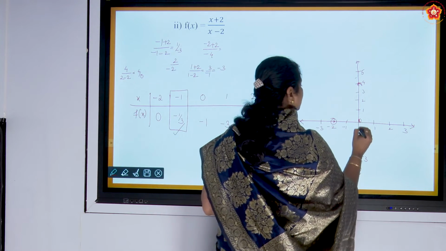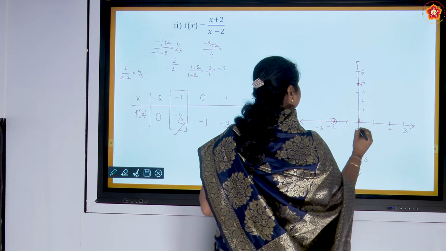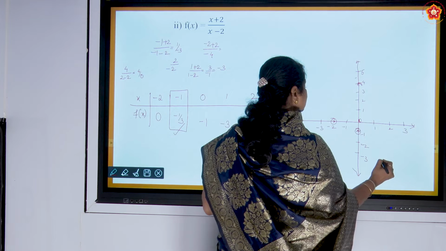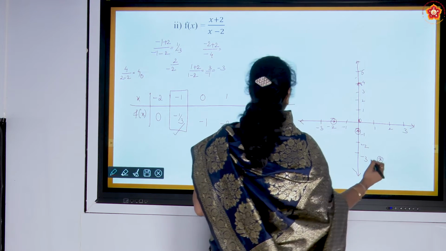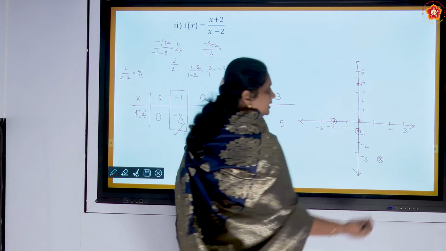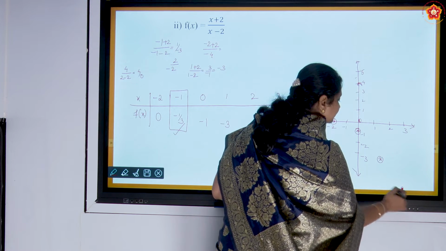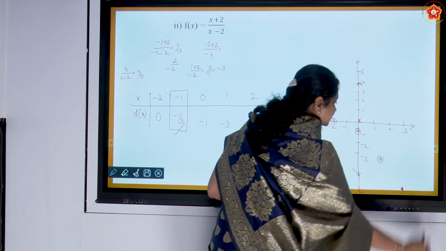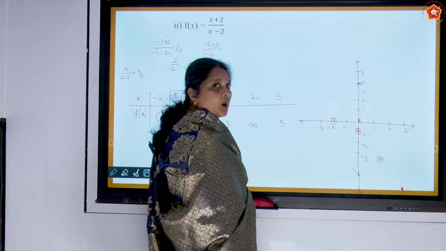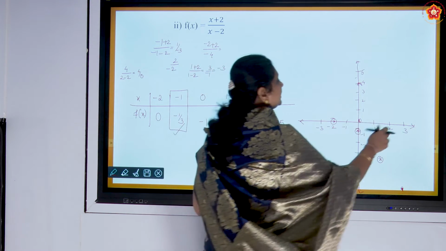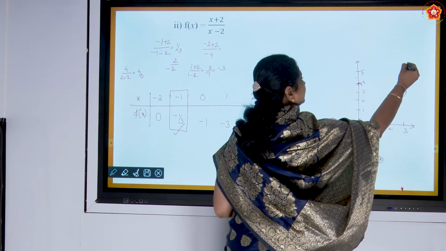0 comma minus 1 is going to be here. Then 1 comma minus 3 is going to be here. And 2 comma infinity, so it's going to go on somewhere here. It just falls on to infinity where it is not defined. I'm not able to plot it. And 3 comma 5, then it starts from here.